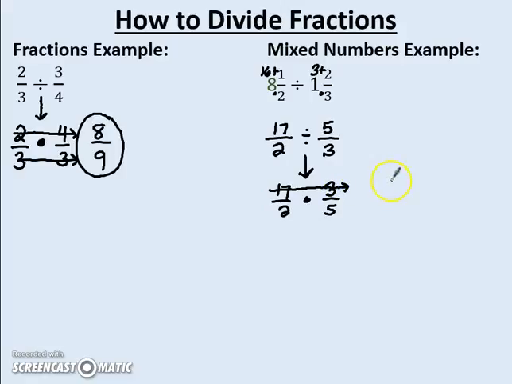17 times 3 makes 51. 2 times 5 makes 10. Make a divide box. 51 goes on the inside, 10 goes into 51 5 times, which is 50. There's 1 left over, so it's 5 1/10.